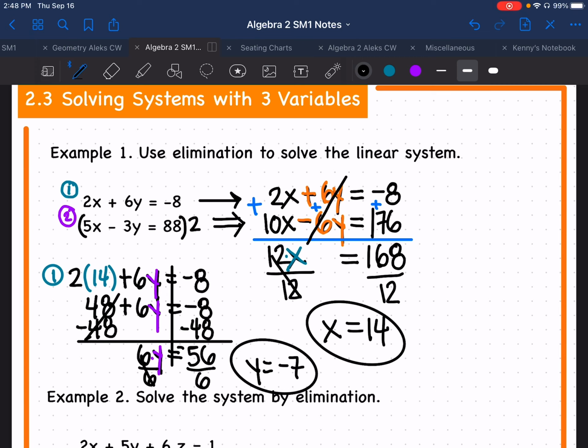Okay, so just a quick reminder. And then, of course, if we were asked to write it as an ordered pair, it would be 14 comma negative 7. That's just if we were asked to write it as an ordered pair.